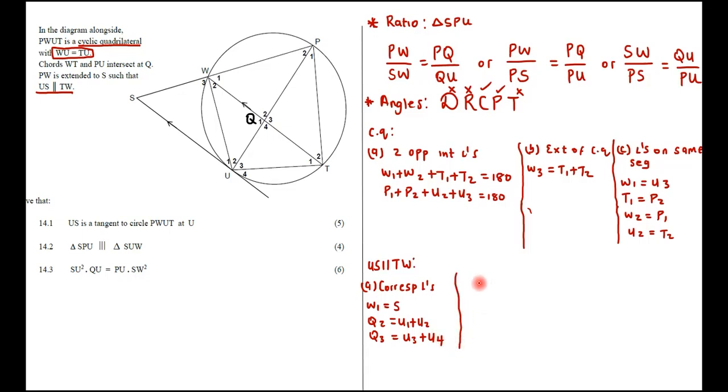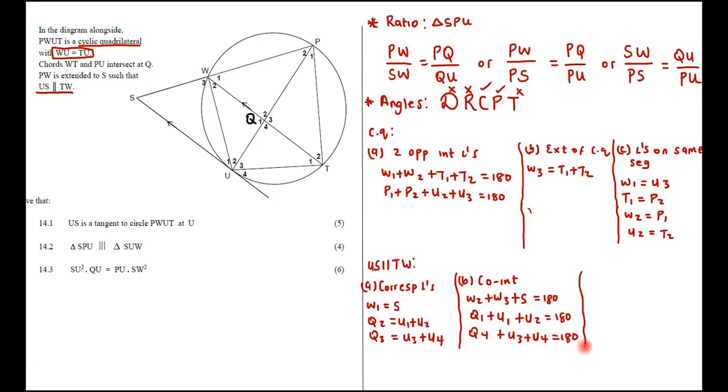Okay, and from here, I see a co-interior. So the co-interior will be W2 plus W3 plus S, adding to 180. And then it will be Q1 plus U2 plus U1, or U1 plus U2 equals 180. And then it will be Q4 with U3 plus U4 adding to 180.